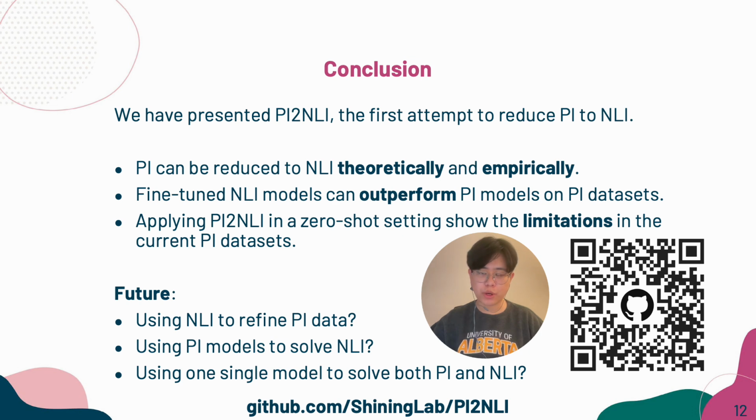We have presented our work, the first attempt to reduce PI to NLI. Our work showed that PI can be reduced to NLI theoretically and empirically. In experiments, we found that fine-tuned NLI models can outperform dedicated PI models on PI datasets. In addition, by applying our method in a zero-shot setting, we are able to find limitations in the current PI datasets. We also have some research questions for the future. Can we use NLI to refine PI data? Can we use PI models to solve NLI? Or can we come up with a single system to solve both tasks?